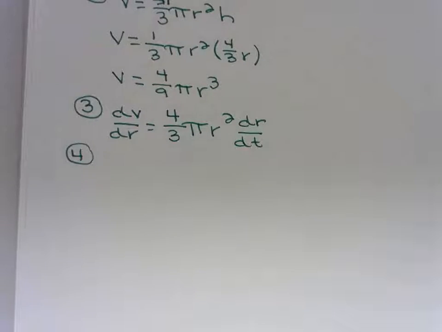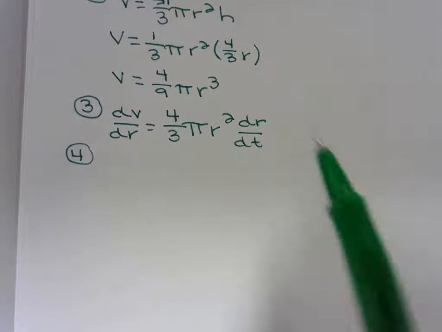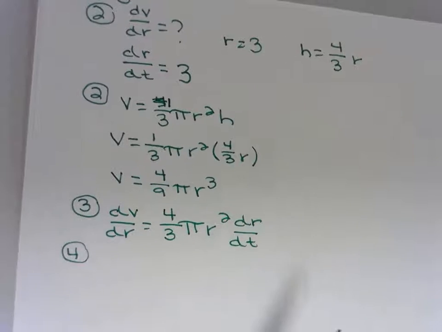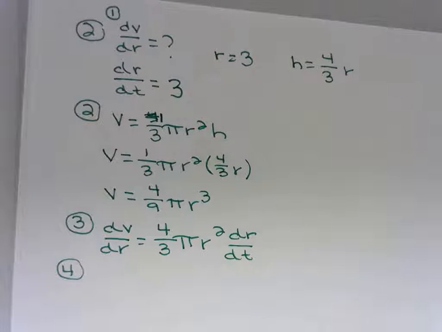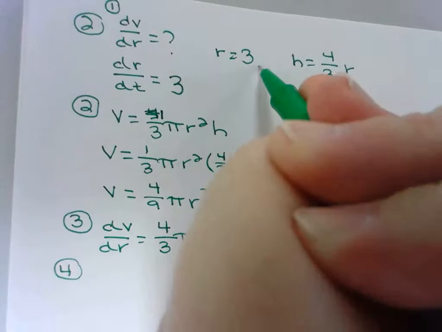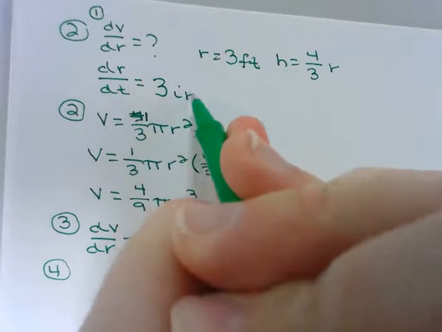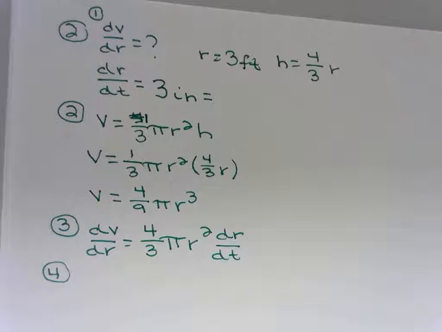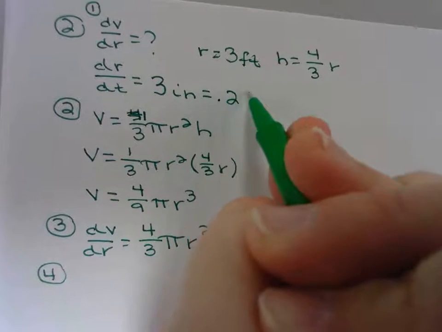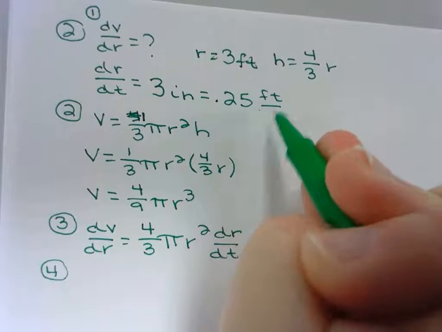Be careful. As I look at this, it's an easy mistake to make. Read the volume. The volume is changing when the radius of the base is what? Nope. 3 feet. So they tell you the radius is 3 feet. They tell you the radius is increasing at a rate of 3 inches per minute. So they have to be the same measure. So if this is 3 inches per minute, what is that really in feet? 0.25. So that's really 0.25 feet per minute.